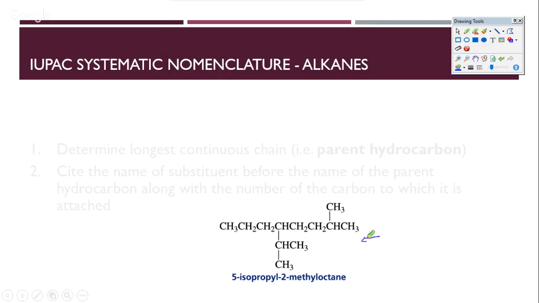From this side, the numbering is on the second and on the fifth, whereas from this side the numbering is on the fourth and the eighth. So the circled ones are actually giving a larger sum, and therefore this numbering is something that we do not really take care of. We just take care of 2 and 5.